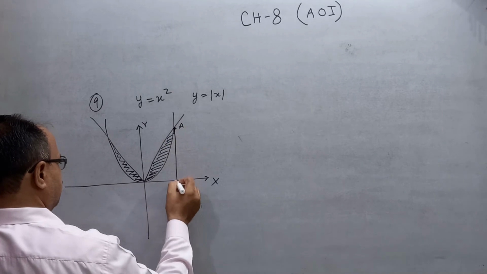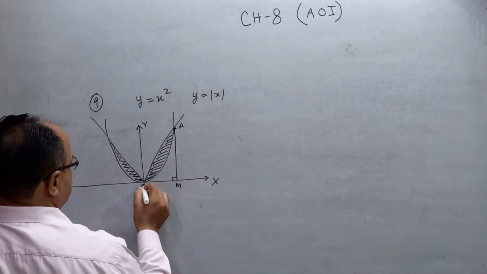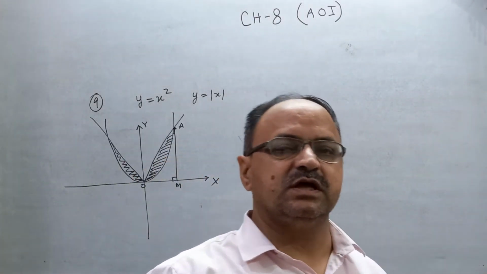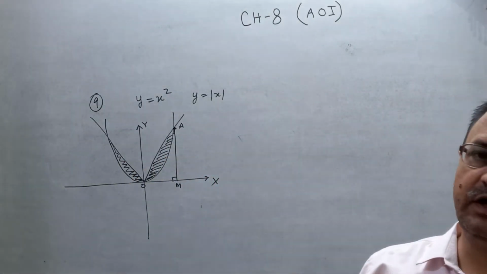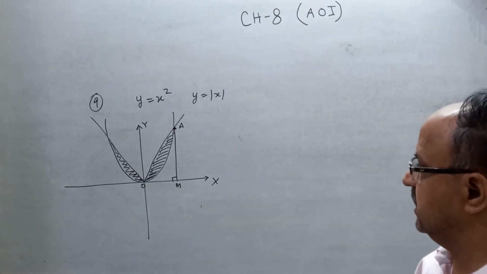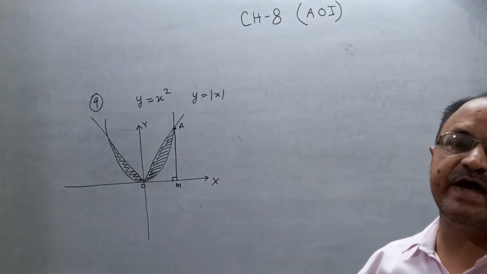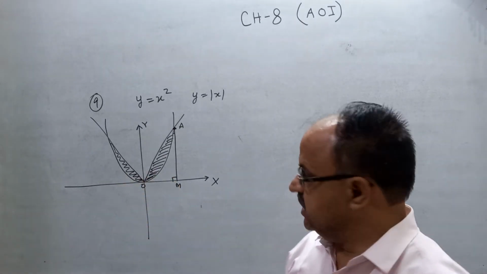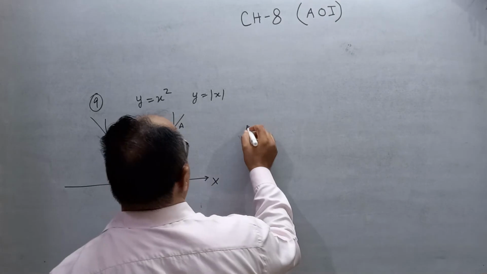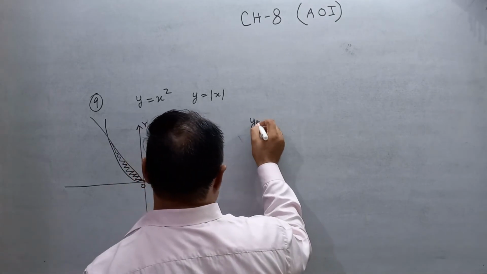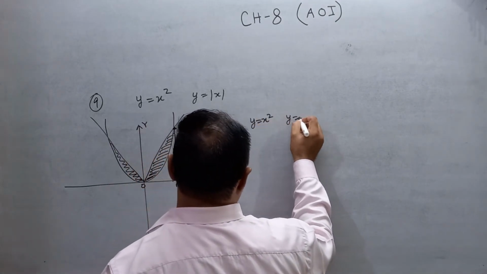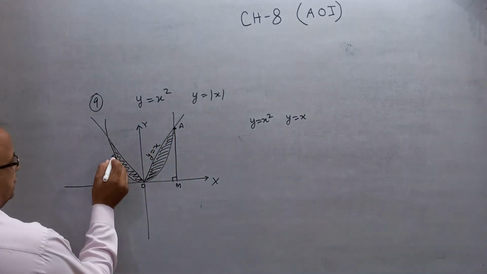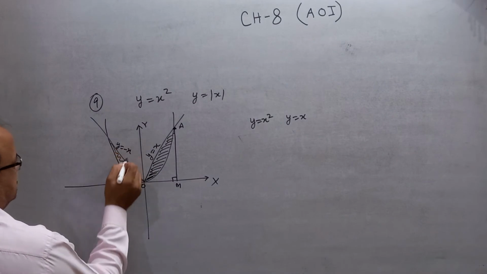Draw the perpendicular. You know that this area lies between two functions, that is line and curve, and both portions are symmetrical about the y-axis. Find the area of this, then the double of this is the answer. The limits of this portion are y is equal to x square and y is equal to x. Equation of this line, y is equal to x. Equation of this line, y is equal to minus x.